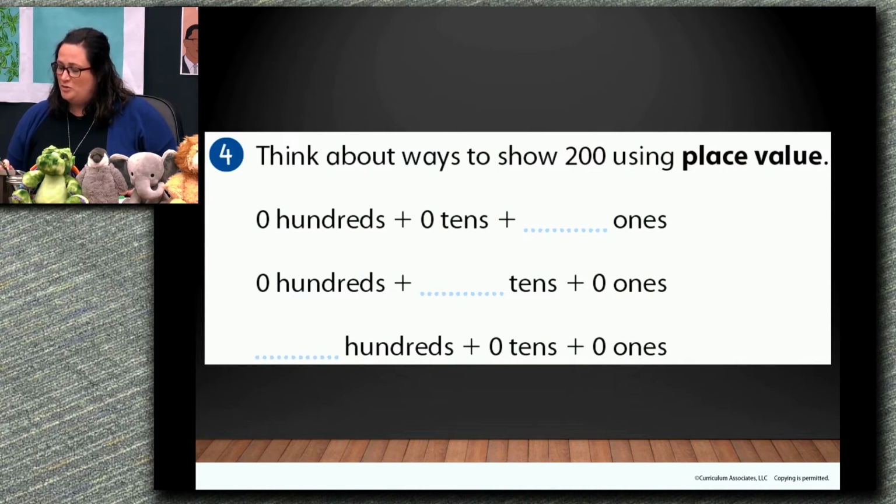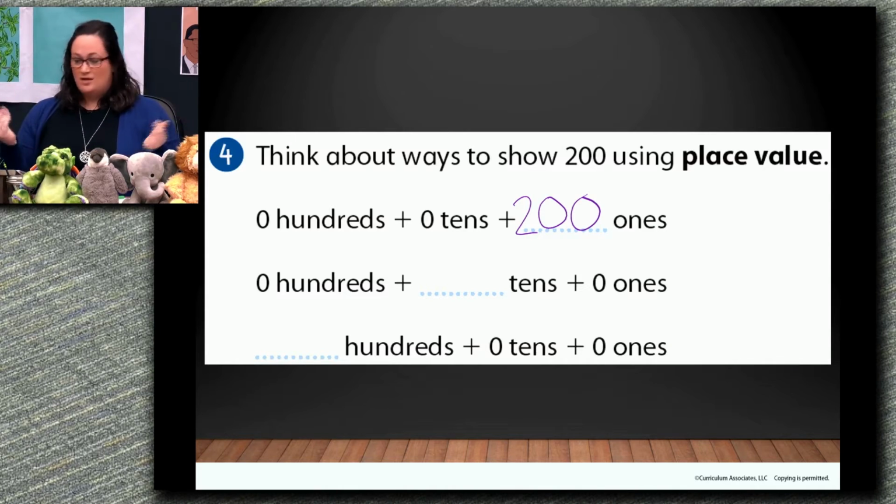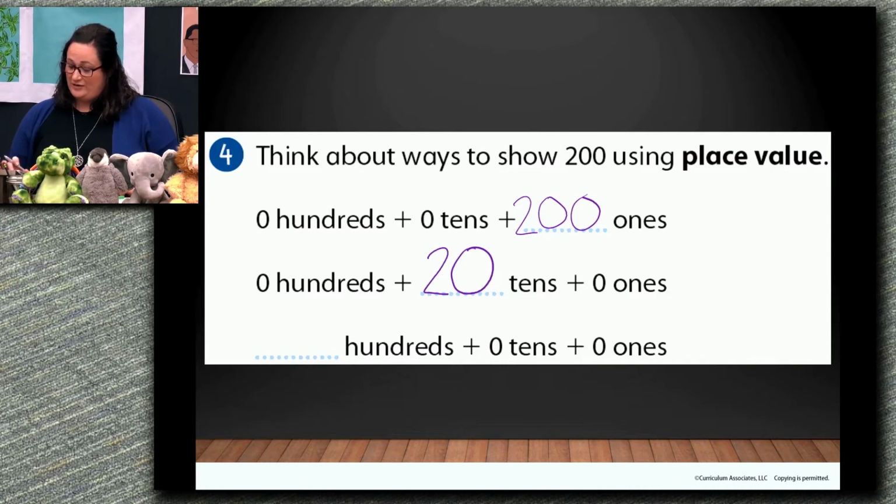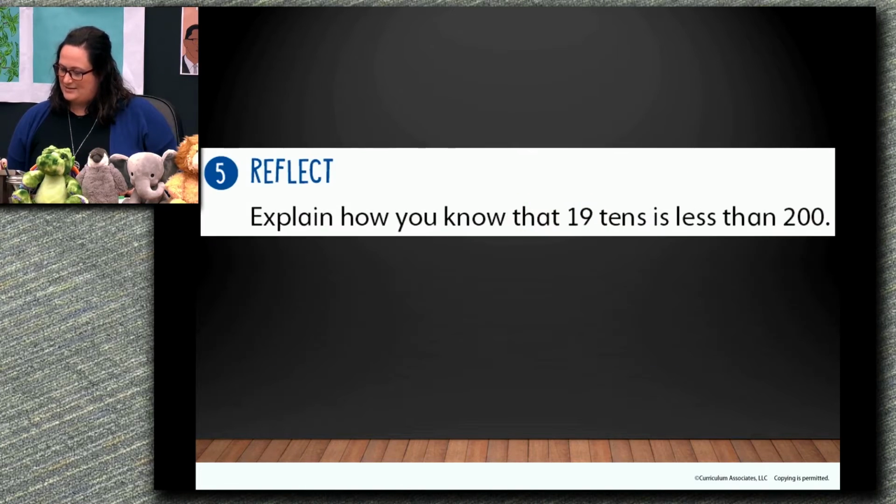Think about ways to show 200 using place value. 0 hundreds, 0 tens, and how many ones would you have if it's 200? 200 ones. What if you're doing it with tens? Well, if 100 is 10 tens, then what's 200? 10 tens plus 10 tens is 20 tens. Very good. And how many hundreds? We already figured that one out right there. How many hundreds? 2. Great.